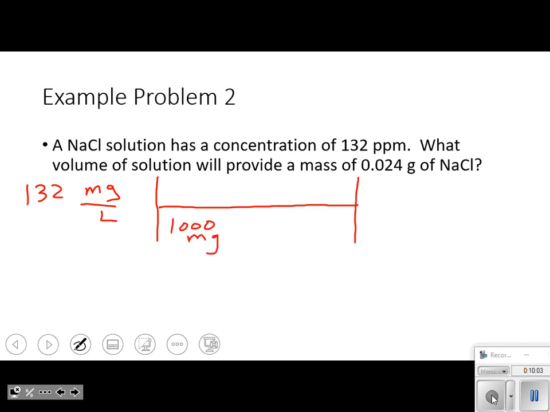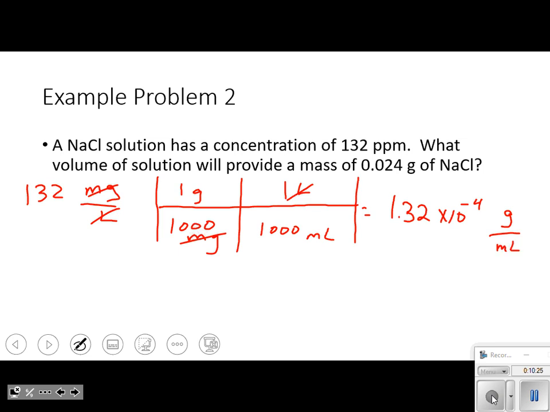So I take my milligrams. Now I've got it into grams. I take 1 liter, 1,000 milliliters. Now I got it into grams per liter. Since it's the same one, I use the same number, so it's still going to be that 1.32 times 10 to the negative fourth grams per milliliter. Now, what's different with this one? What's different with this one is I'm going to take my concentration as 1.32 times 10 to the negative 4 grams per ml.